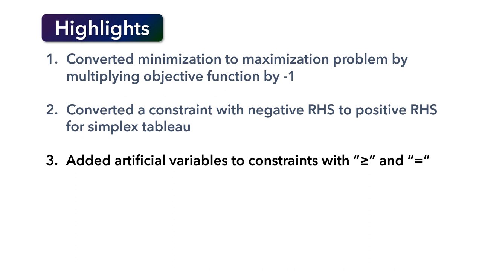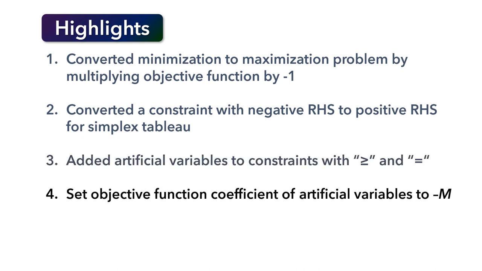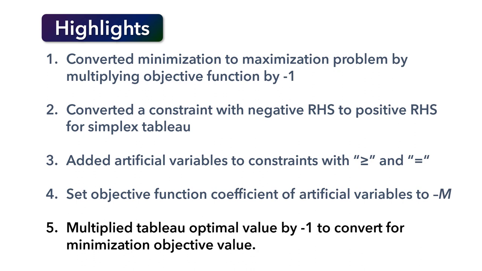Number 4, we set the coefficient of artificial variables to negative m in the objective function, where m is a large positive number. Number 5, we evaluated the resulting simplex tableau in typical fashion and multiplied the optimal objective function value in the tableau by negative 1 to convert it to a minimization objective value.